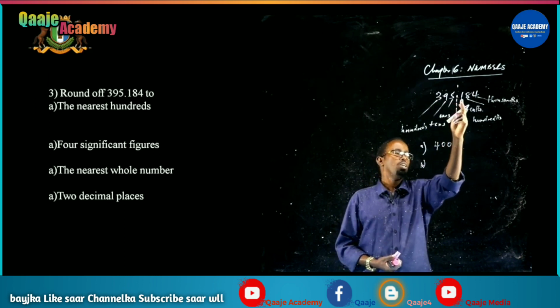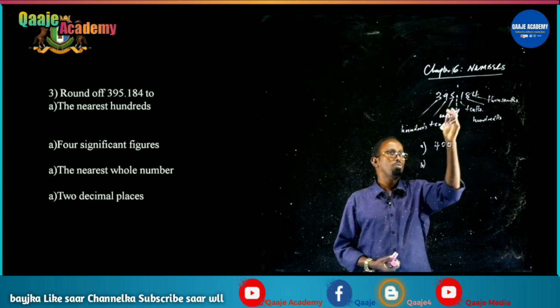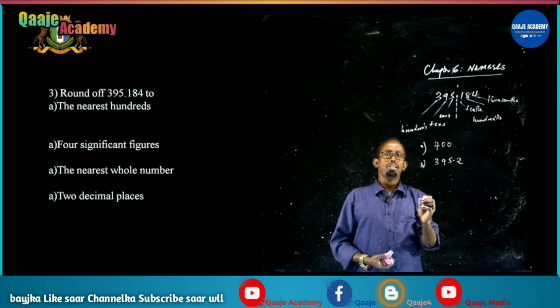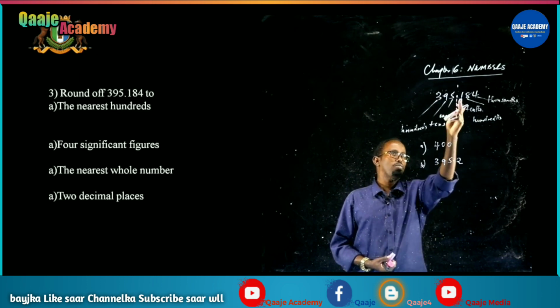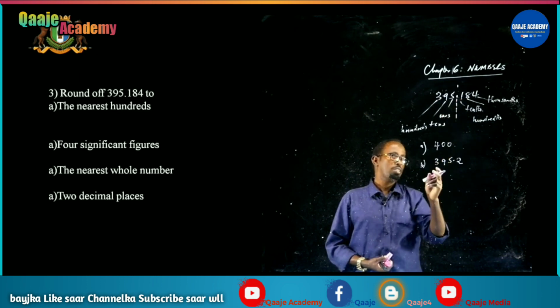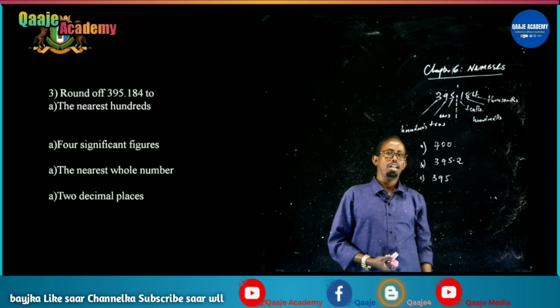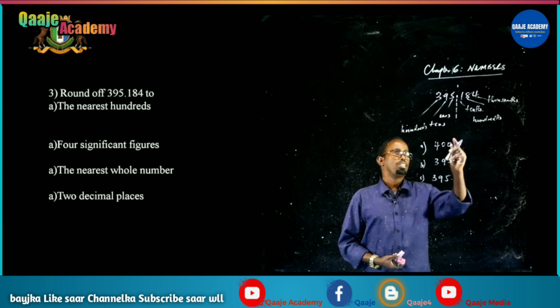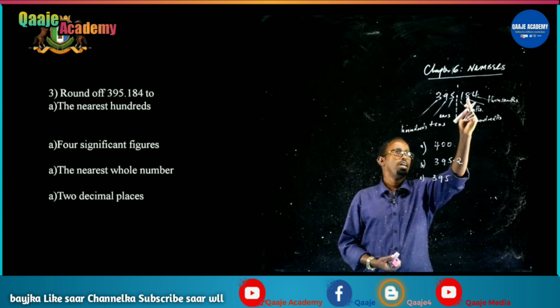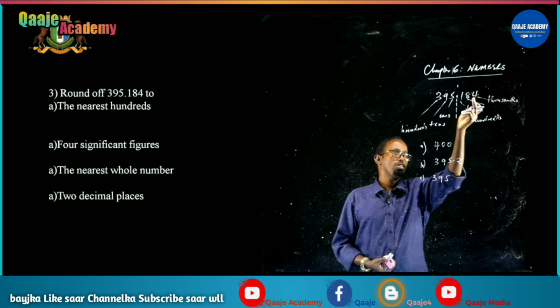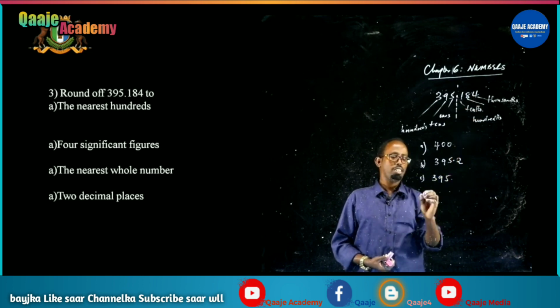The next one is to the nearest whole number. The whole number, we have 5 there, in front you have 1. So you round down, the answer becomes 395. Then lastly, to 2 decimal places. 2 decimal places is here, 1, 8. In front of 8 you have 4. So this is less than 5, you round down, the answer becomes 395.18.